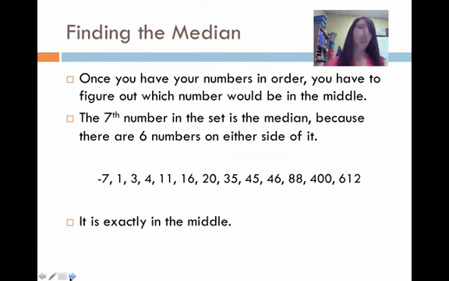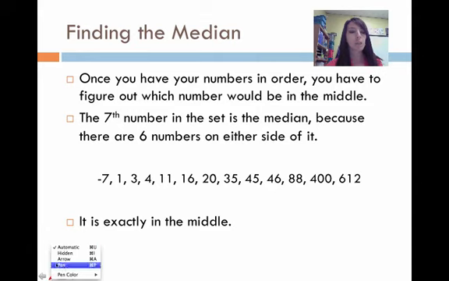Okay. Once you have your numbers in order, you just figure out which number would be in the middle. For ours, the 7th number in the set is the median because there are 6 numbers on either side. So we get this in order now. We can count and say, okay, we have 1 here and 1 here. All right, so those two are in our median. 4 and 46. So you just work from the outside and go in. 16, 35.